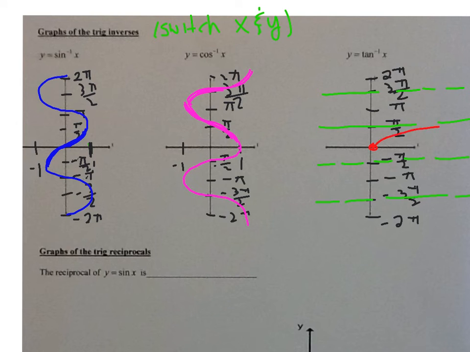And the reason why you're only seeing that one piece approaching the asymptote is because, again, your graphing calculator only graphs functions. But it actually looks like this. So that is the inverse of tangent. Okay, now we're going to talk about the reciprocals.